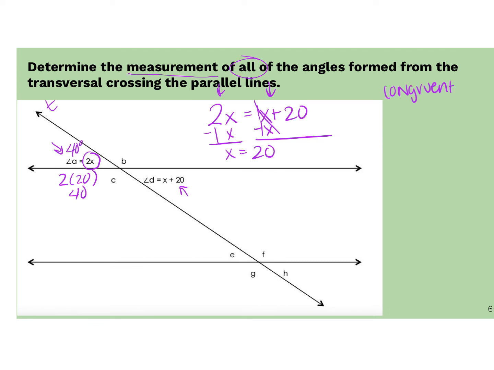Now I'm going to fill in all of the angles that are equal to 40. So this vertical angle over here, angle D, is also 40. And it makes sense, right? Because 20 plus 20 is 40. From this angle, I'm going to go to the corresponding angle, and it's also 40. From here, I'm going to go to the vertical angle, and this is also 40. So those 4 angles equal 40 degrees.